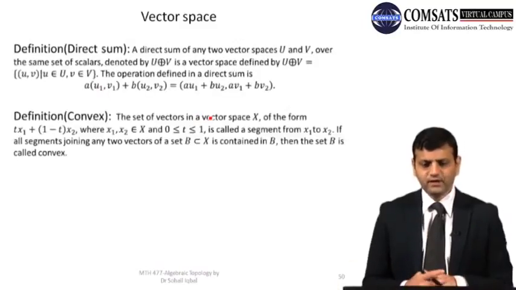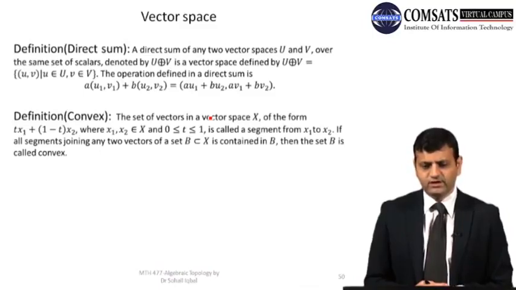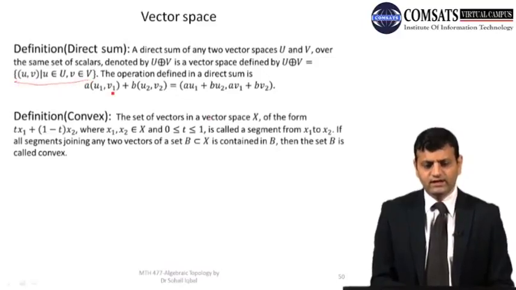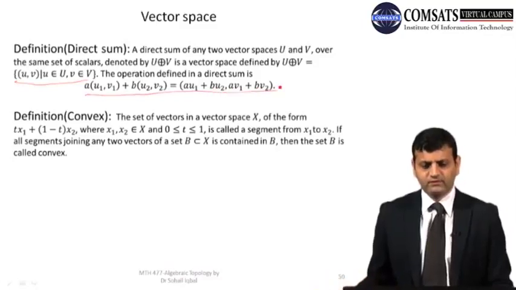The direct sum of two vector spaces U and V over the same set of scalars, or over the same field, denoted by U direct sum V, is a vector space which is basically nothing but the cross product of U and V in this case, and that's how we define the operations on these two vector spaces.